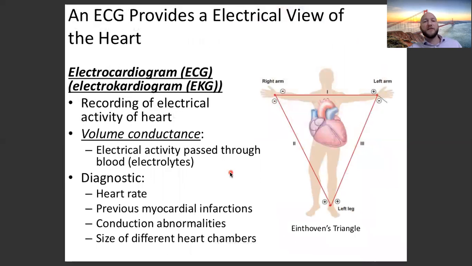The ECG provides an electrical view of the heart. Sometimes it's referred to as an EKG, ECG or EKG. It's an electrical recording of the heart. We can put electrical sensors on our extremities, and we can actually detect the electrical activity within our heart via those sensors. Our blood has a lot of electrolytes in it, so it carries electricity well. This is called volume conductance. Volume conductance is why we're able to sense cardiac action on our extremities.